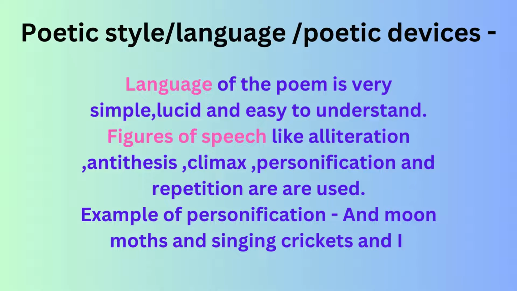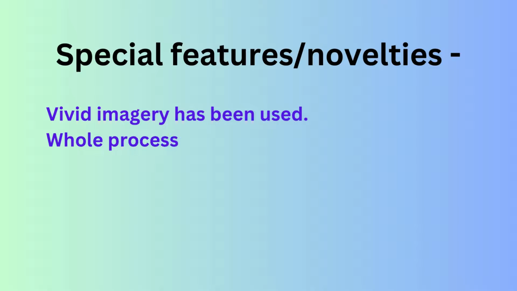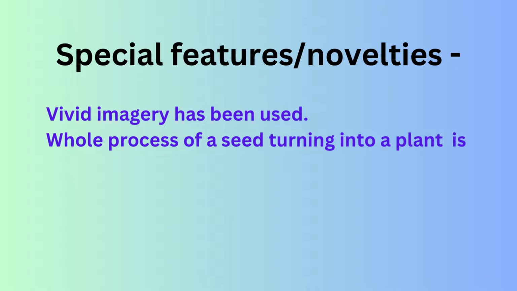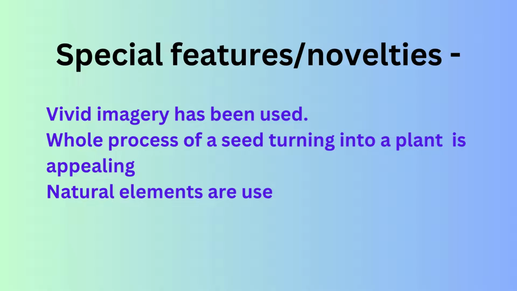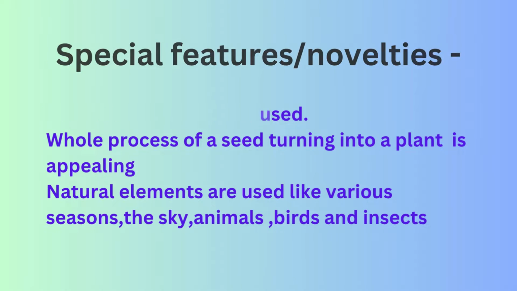The special features of this poem are that vivid imagery has been used by the poet to describe the whole process of a seed turning into a plant. It's really appealing to the readers. Here the poet has focused on the wonders of nature by making use of natural elements like various seasons, the sky, animals, birds and insects.